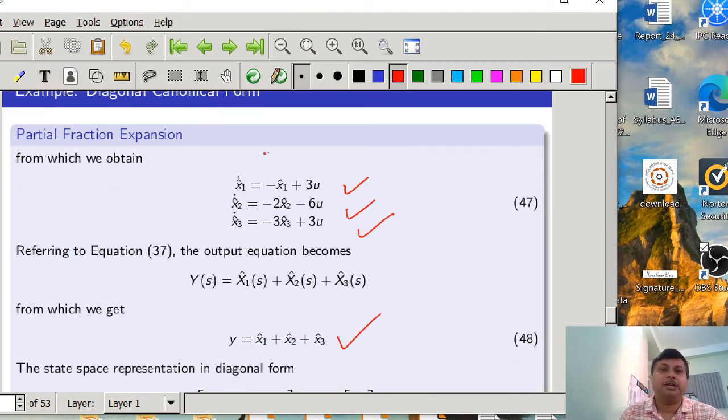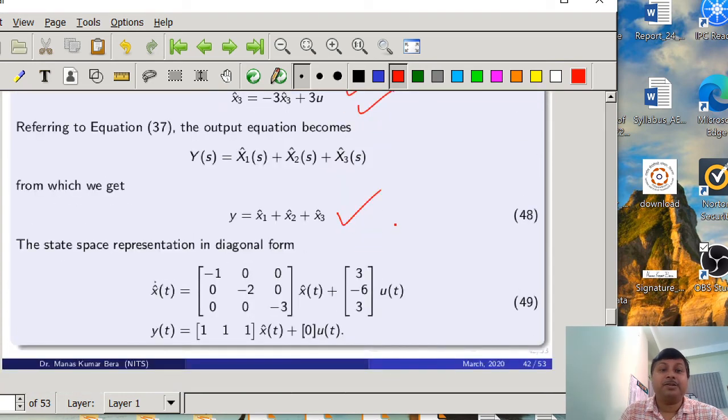Now it is time to represent it in vector matrix notation, and this will be the A matrix for this system, this will be the B, and this will be the C. Most interestingly, you can see the diagonal elements are the eigenvalues of A, which are the poles of the transfer function. As I told you, we will discuss this representation when we discuss the stability of the system when it is represented in state space, and we will see how this diagonal representation of a system is helpful to determine the stability of a system.